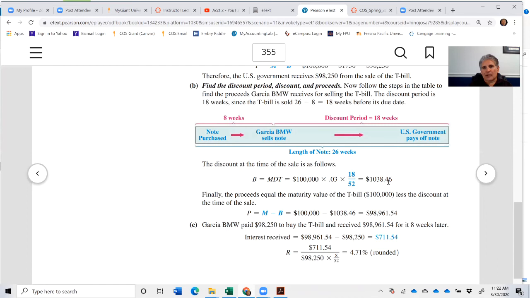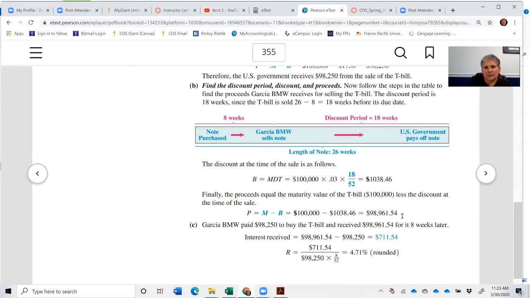We're going to take this amount and subtract it from 100,000. So the amount that's actually going to be paid by the bank to Garcia BMW is $98,961.54. That's the maturity value minus the bank discount. So Garcia BMW gets their money and runs. They've got their $98,961.